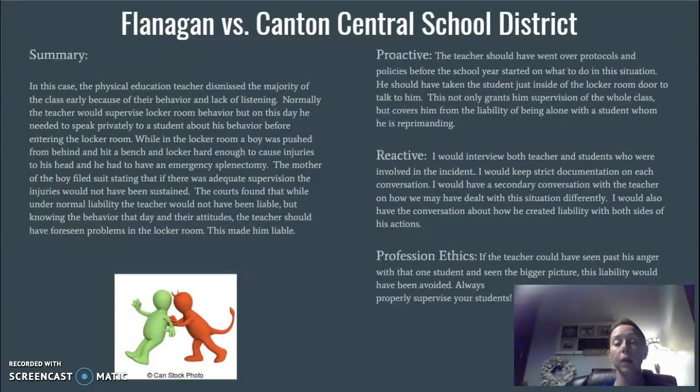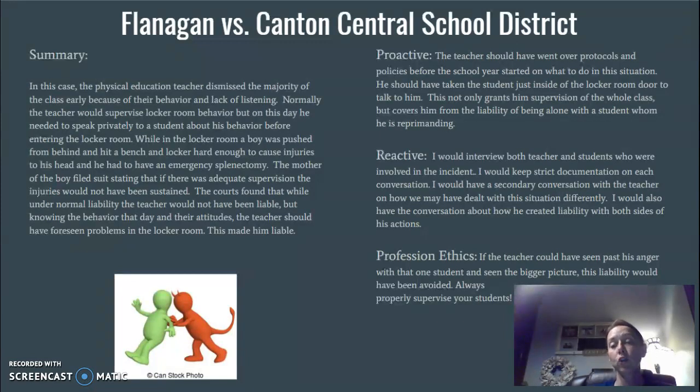sustained. The court found that while under normal circumstances the teacher would not have been liable, knowing the behavior of the day and the attitudes that the students had been exhibiting, the teacher should have foreseen problems happening in the locker room, and this therefore made him liable.